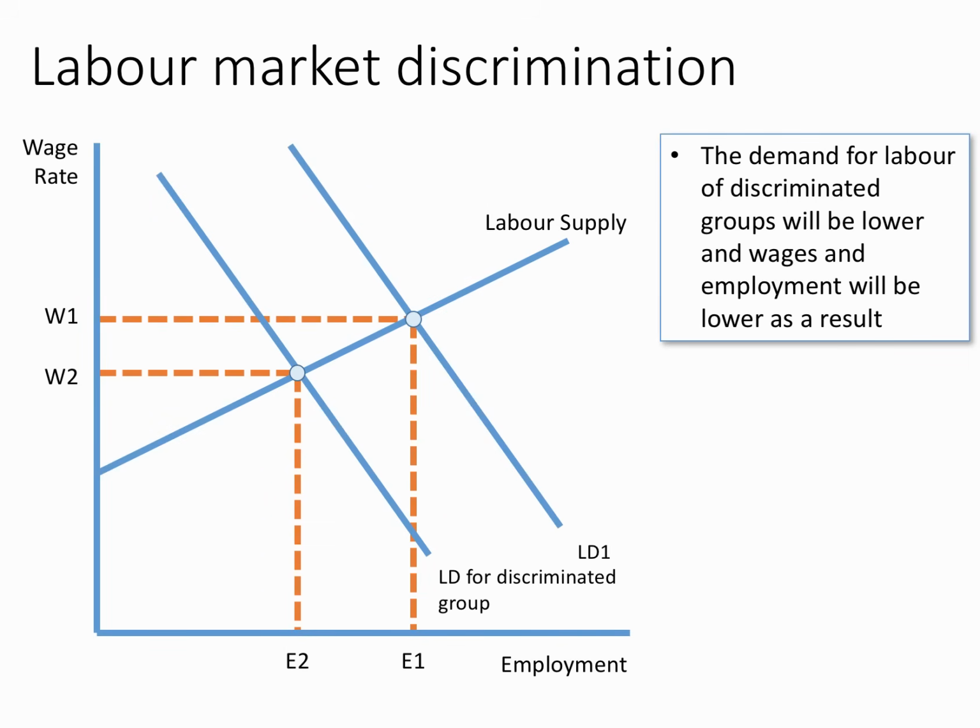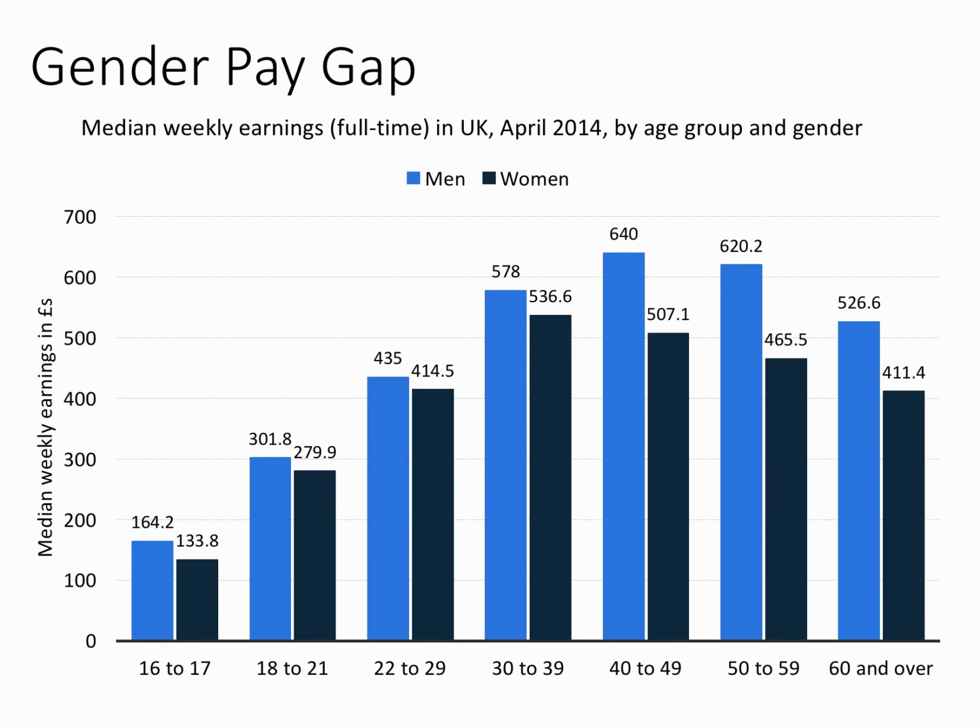How does this relate to analysis? Well, I think you're probably going to be using a labour demand and labour supply curve diagram to show this. If LD1, for example, is the employer demand for the non-discriminated group, if the employer perceives that another group on some metric is less valuable, their labour demand will be lower, so wages and employment will be reduced as a consequence. The gender pay gap is an important issue in labour market economics.